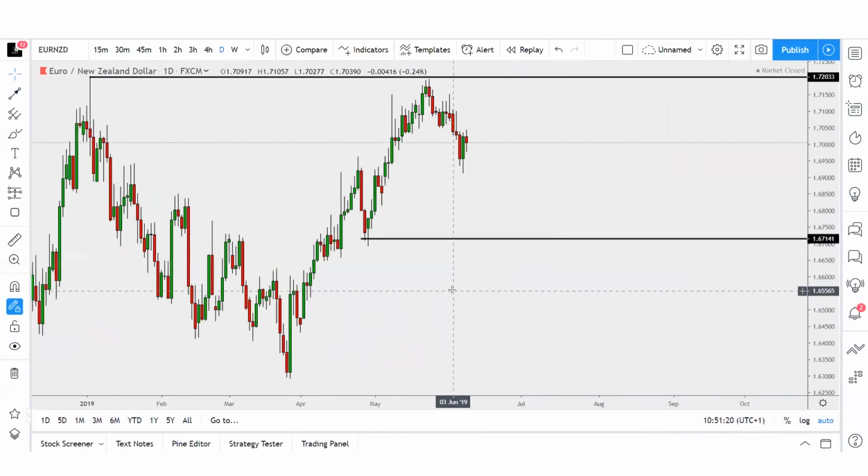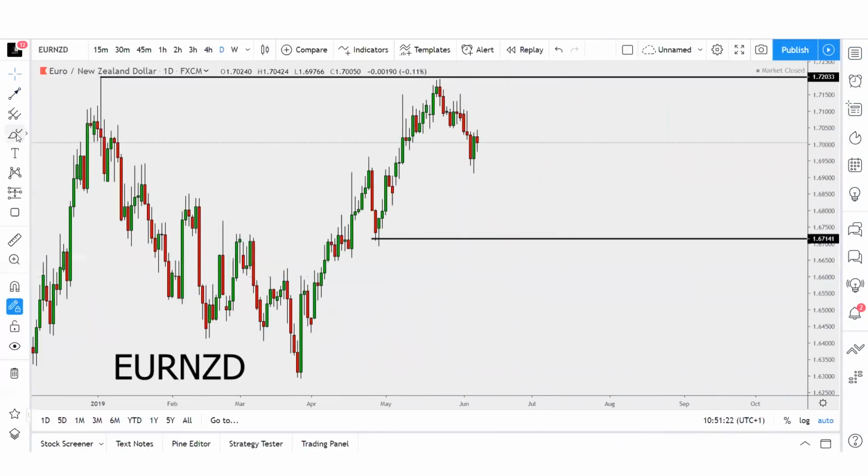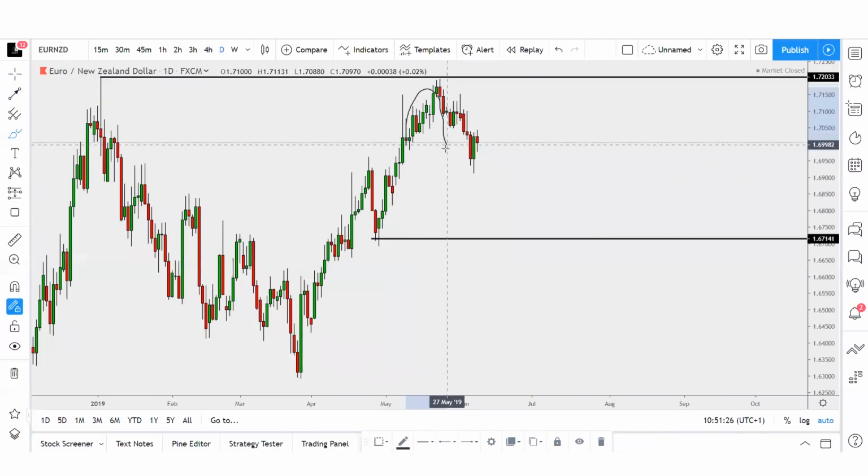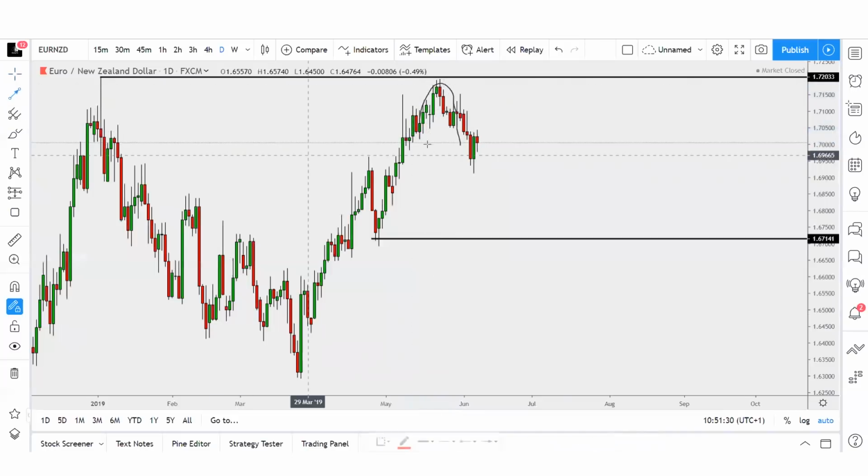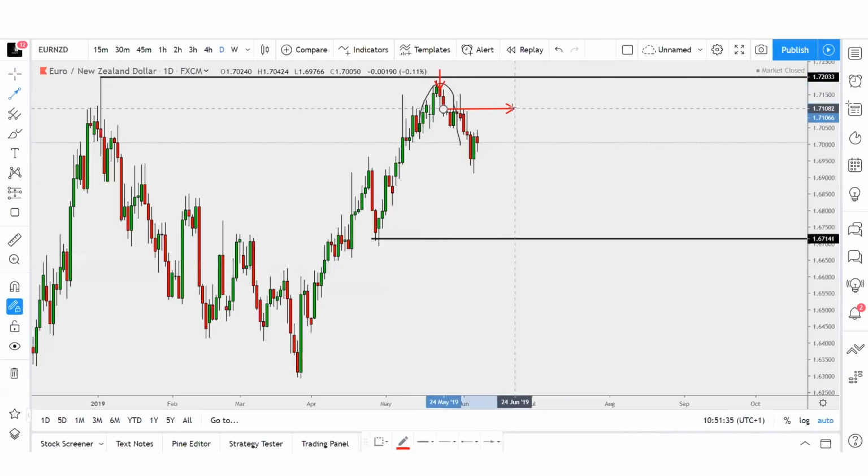The next pair we'll take a look at is Euro New Zealand dollar. Now, we can clearly see this formation on this chart. We've come into around 72.03, and we can see prices starting to roll over. Now, for me, that's a sign that we're looking for more continued downward movement in this market. We have our structural high, we have our lower high, we have our potential lower high here breaking these previous support zones.